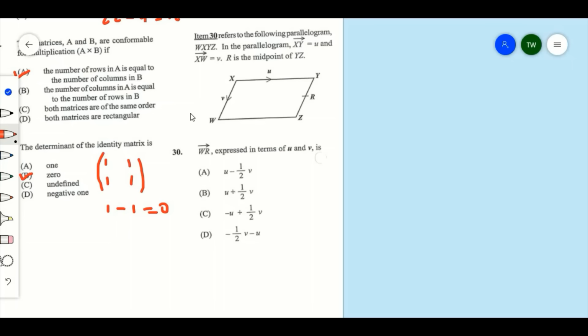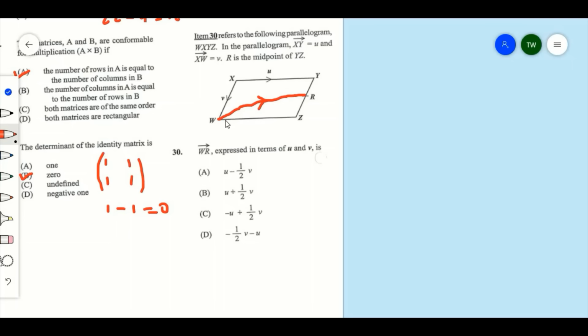Item 30 refers to the following parallelogram: W, X, Y, Z. In the parallelogram, vector XY is equal to U, and vector XW is equal to V. R is the midpoint of YZ. Now, number 30. Vector WR expressed in terms of U and V is, now we want vector WR, which means that we must start at W here and we must end up at R. So we want this vector here.